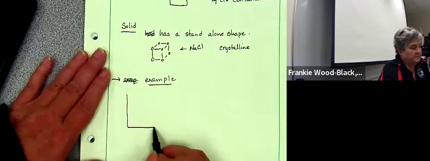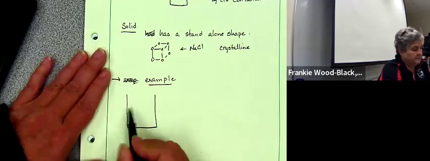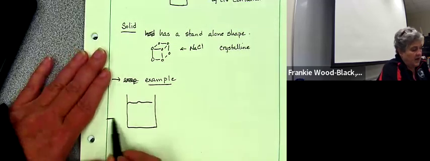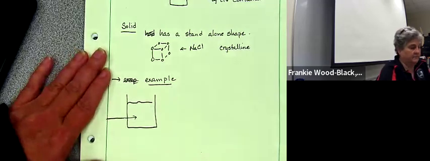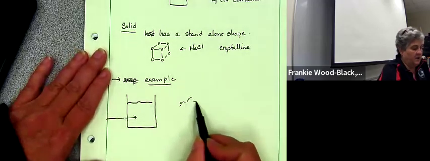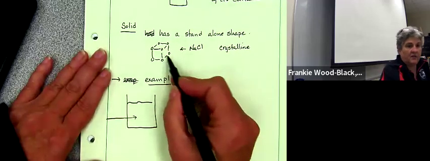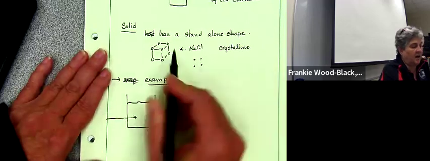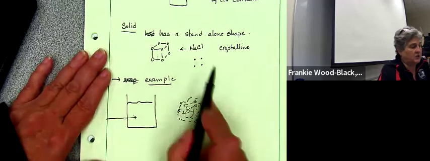So if I take a glass of water and I shine laser light through it, I'm gonna get a pattern on the wall that's gonna look like this. It's a nice speckle pattern. There's no defined shape. If I do a pattern on the wall here, I'm gonna get definitive dots. That's how we can tell what our crystalline structure is.